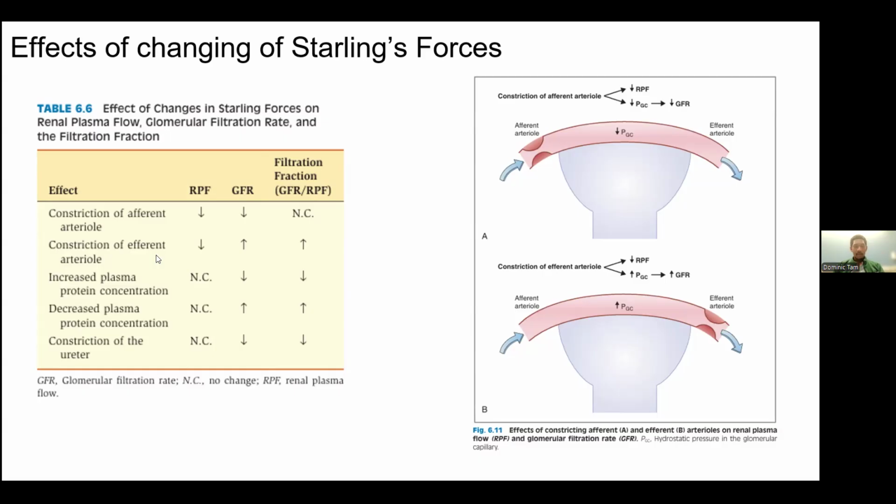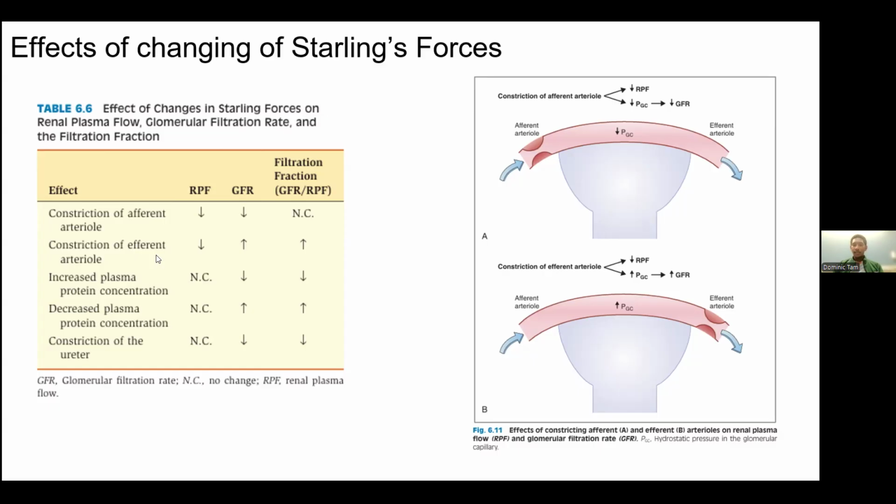image A, we have constriction of the afferent arteriole. When you constrict the afferent arteriole, the hydrostatic pressure in the glomerular capillary is going to decrease, and renal plasma flow is going to decrease, and as a result, glomerular filtration rate is going to decrease. In B, when you constrict the efferent arteriole, it's kind of the opposite. So you have an increase in hydrostatic pressure in the glomerular capillary, and that is going to increase the glomerular filtration rate.